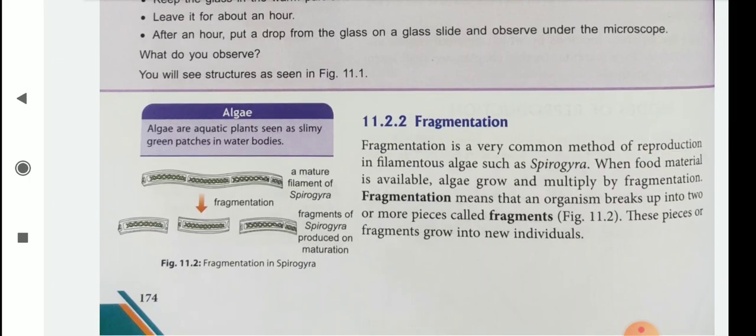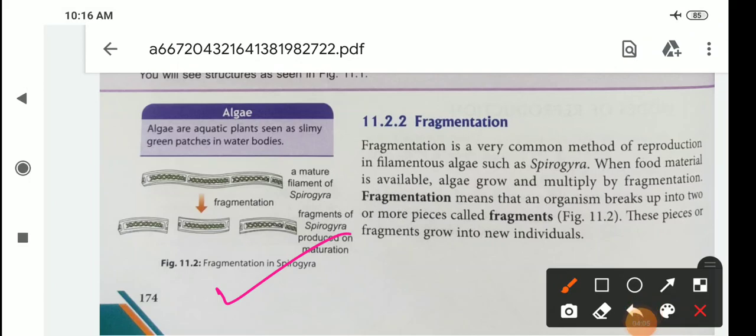Then fragmentation. What is fragmentation? Fragmentation is a very common method of reproduction in filamentous algae such as Spirogyra. When food material is available, algae grow and multiply by fragmentation. Fragmentation means that the organism breaks up into two or more pieces called fragments. Fragments means different pieces. These pieces or fragments grow into new individuals. Here, children, you see the figure of fragmentation. Here the parent Spirogyra is there and 1, 2, 3 pieces are separated from the parent Spirogyra. So this is known as fragmentation.